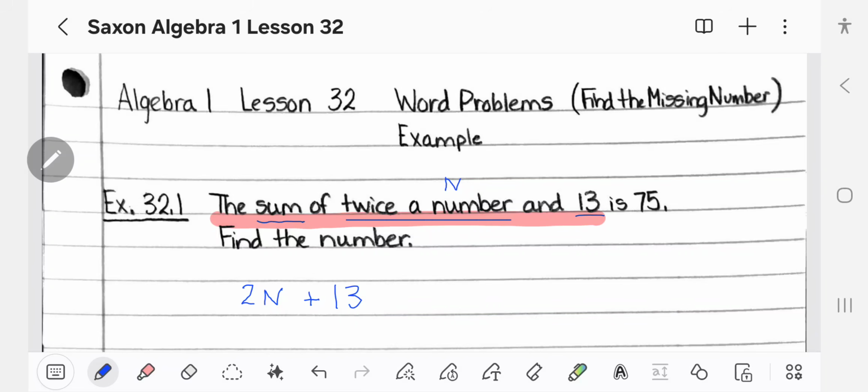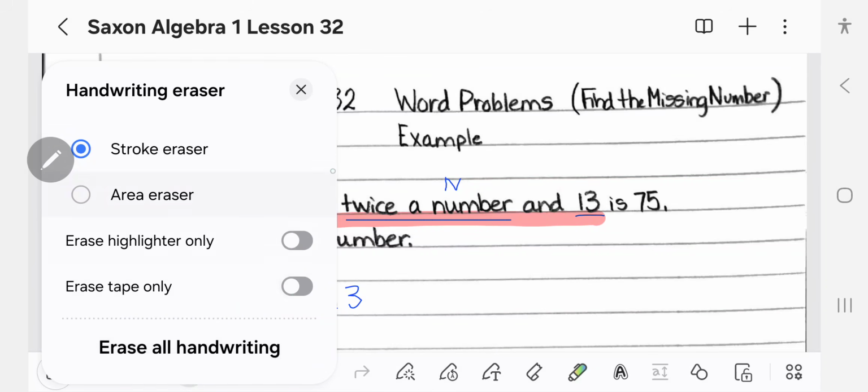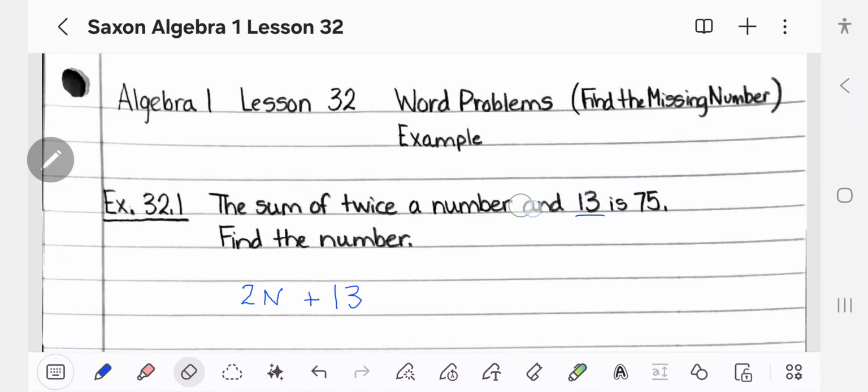So let's just check to make sure this matches. The sum of twice a number and 13. We've got a sum, and we've got twice a number, and we've got 13 being added. There's our expression that matches with the underlined part. Now, it's not an expression they want, it's an equation, because here they say is. So we're going to write equals 75. So now we have an equation that we can solve.